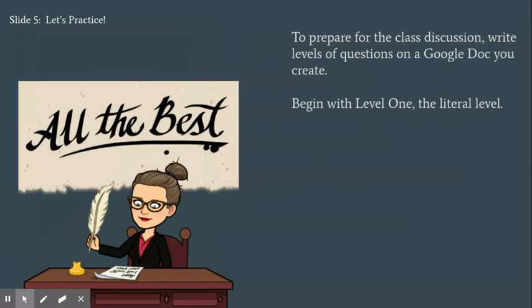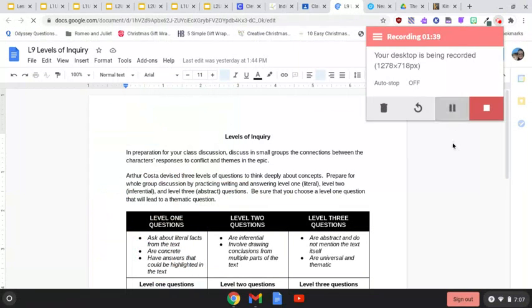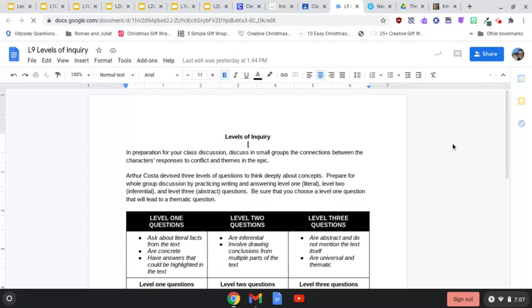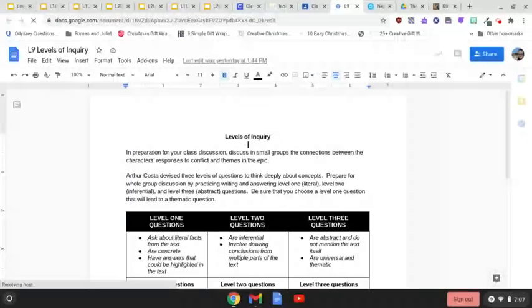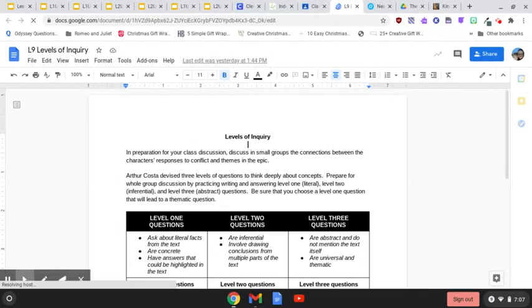To prepare for the class discussion, we're going to write levels of questions on a Google Doc that you create. We're going to begin with Level 1, the literal level. So let's look at the Levels of Inquiry handout. In preparation for your class discussion, you're going to discuss in small groups the connections between the characters' responses to conflict and themes in the epic.